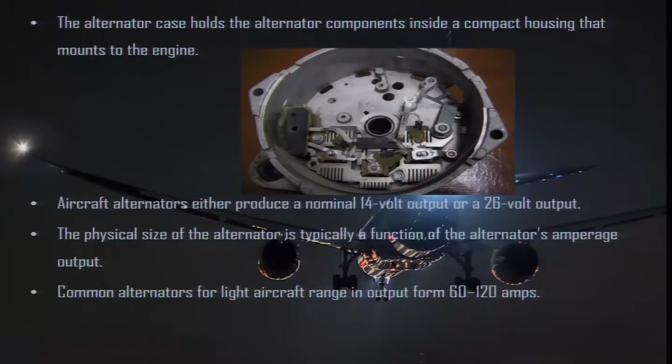Aircraft alternators either produce a nominal 14 volt output or a 26 volt output. The physical size of the alternator is typically a function of the alternator's amperage output. Common alternators for light aircraft range in output from 60 to 120 amperes.